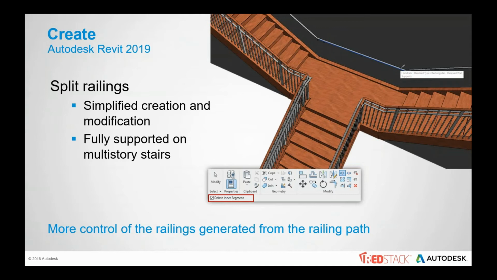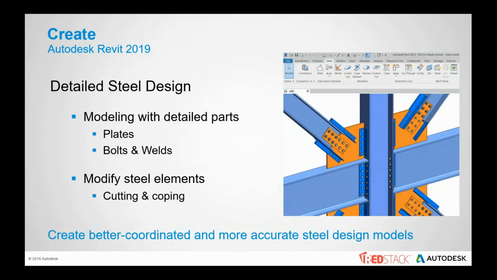The next is split railings. So you can use the split tool on railing elements outside of the sketch mode when a railing is split. The resulting elements will now have path sketches independent of each other. Splitting railings is a useful way to adjust automatically generated railings on stairs and is fully supported on multi-story stairs. So you can have more control in the railings generated from your railing path. I think in 2018 they had the multi-story stair creation, so it's good that they keep on adding enhancements to stairs.